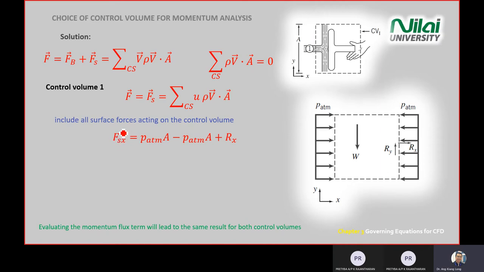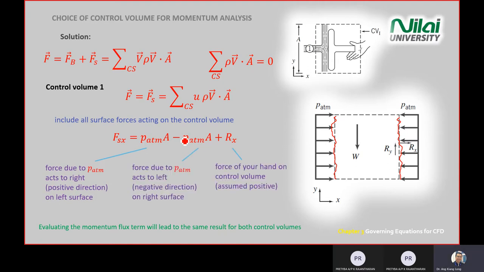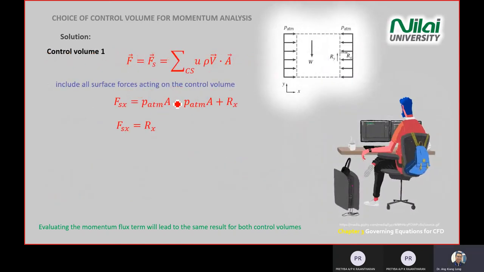So we can write our surface force in the x direction: we take atmospheric pressure times the area acting on the left-hand side of the control volume, minus the pressure from the right times the area, then our Rx is to the right, we assume, so we have a positive Rx according to the free body diagram. So this is quite straightforward. At this point, we assume it's positive for our Rx. So we cancel atmospheric P times A minus P times A, same. At the end, we arrive at Rx.